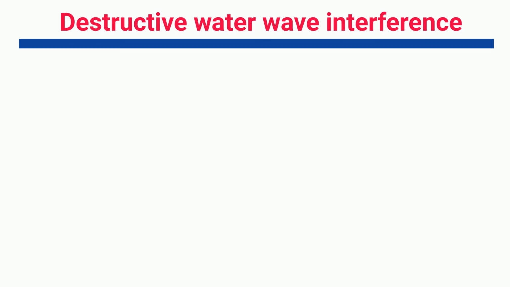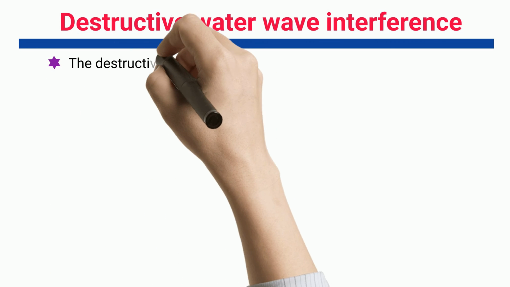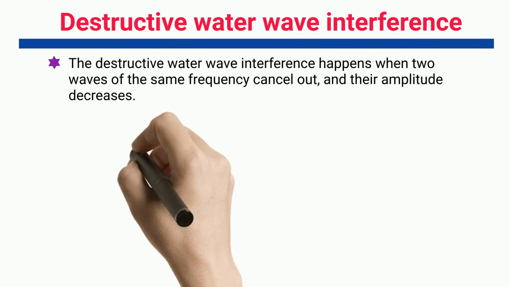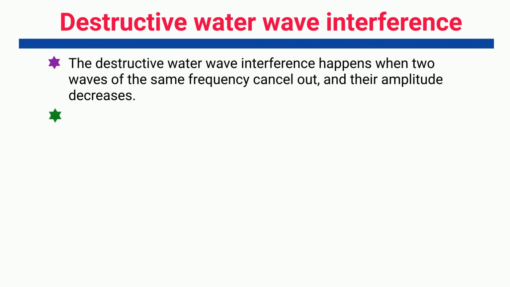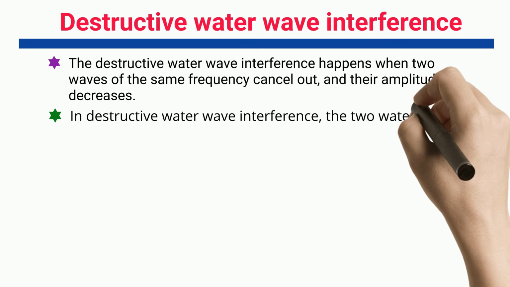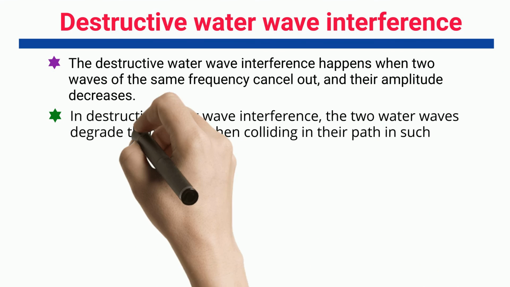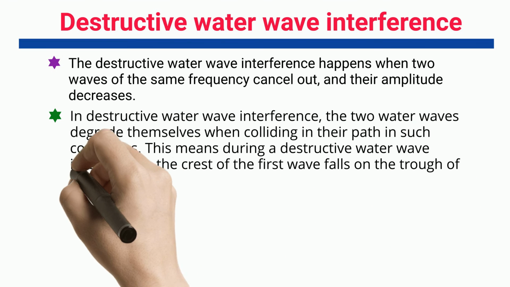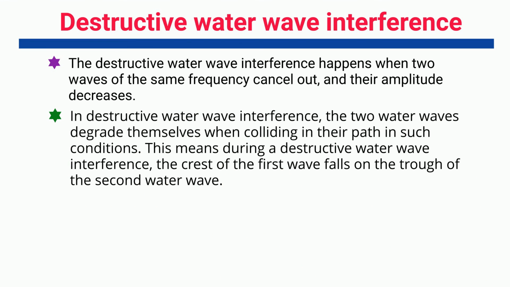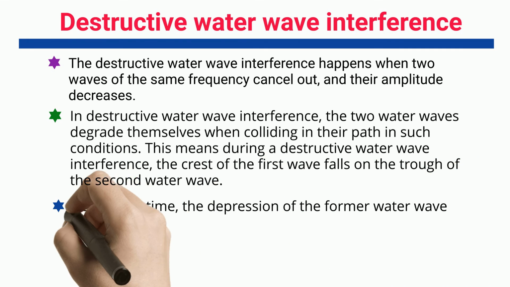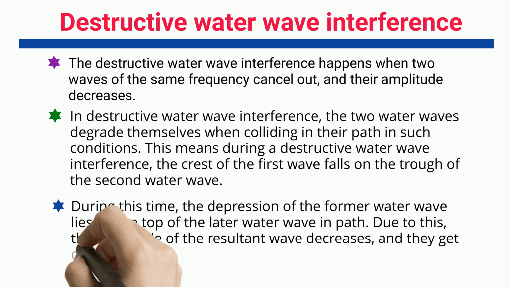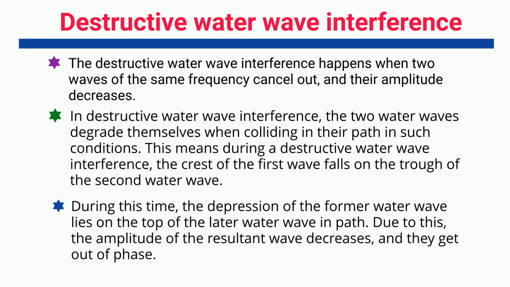Destructive water wave interference. Destructive water wave interference happens when two waves of the same frequency cancel out, and their amplitude decreases. In destructive water wave interference, the two water waves degrade themselves when colliding in their path in such conditions. This means during a destructive water wave interference, the crest of the first wave falls on the trough of the second water wave. During this time, the depression of the former water wave lies on the top of the latter water wave in its path. Due to this, the amplitude of the resultant wave decreases, and they get out of phase.